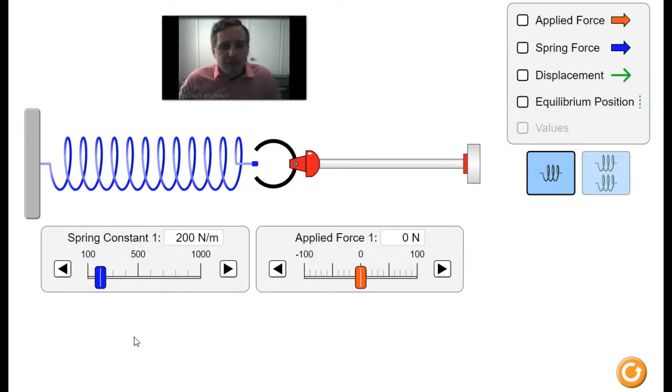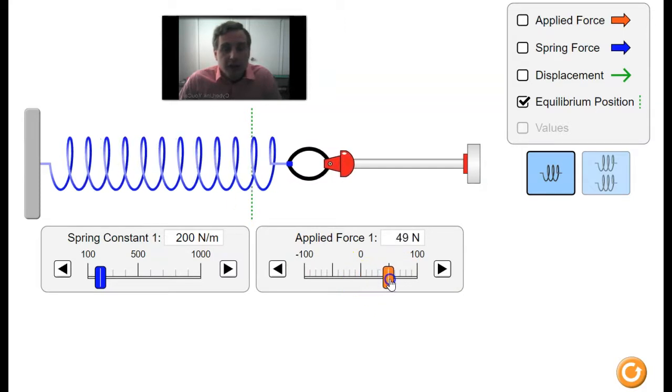In our first experiment here, I have a spring where I can set the spring constant and I can set the applied force. I can show the applied force vector, the spring force vector, and the displacement vector. I can also mark where the equilibrium position is. The equilibrium position, by definition, is the unstretched position of the spring. So let's see what happens when I stretch this spring with a certain applied force.